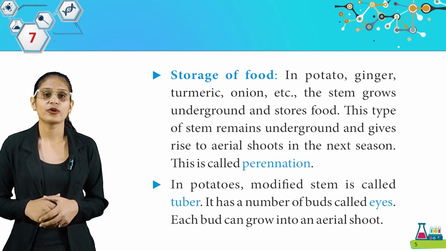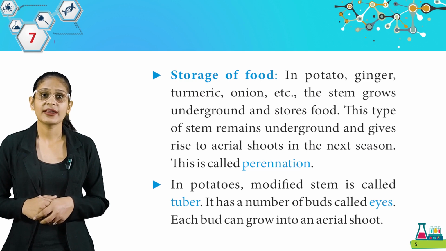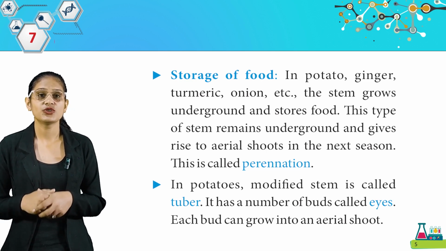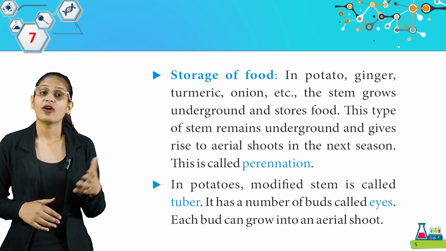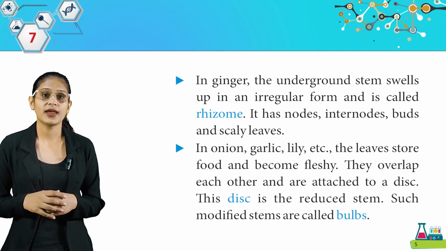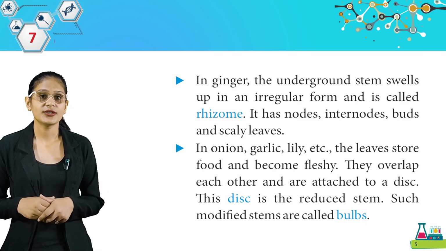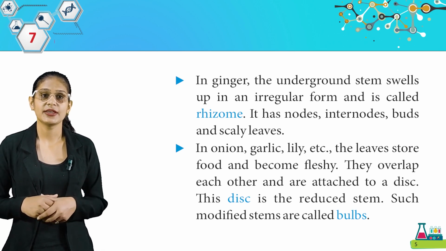In potatoes, the modified stem is called a tuber. It has a number of buds called eyes. Each bud can grow into an aerial shoot. Get it, students? Now come to the next point. In ginger, the underground stem swells up in an irregular form and is called a rhizome. It has nodes, internodes, buds and scaly leaves.